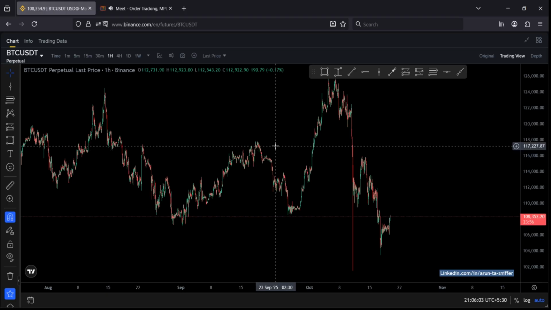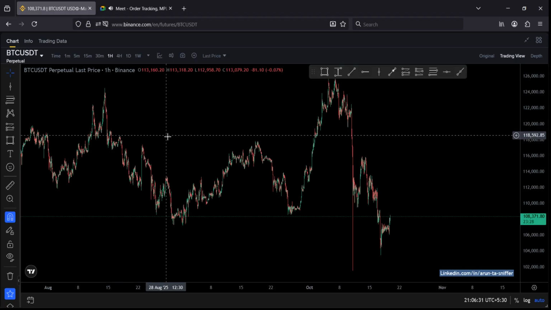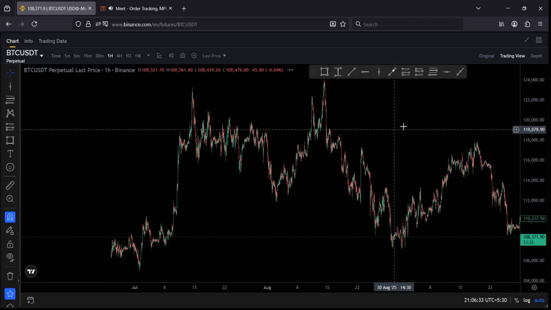So this chart window is from Binance, and Binance uses a TradingView feed for charting purposes. Today we are going to discuss order tracking. Order tracking is very important, and we derive the FTR zone using order tracking. So when we have to do order tracking, we look at the left area, right?